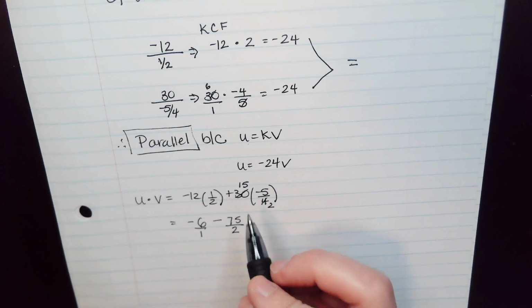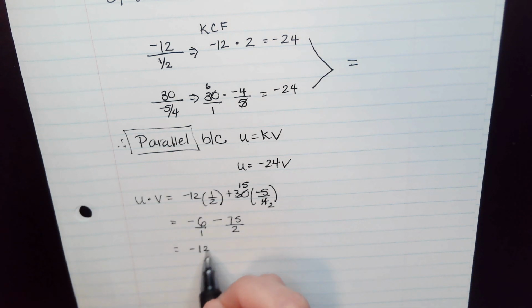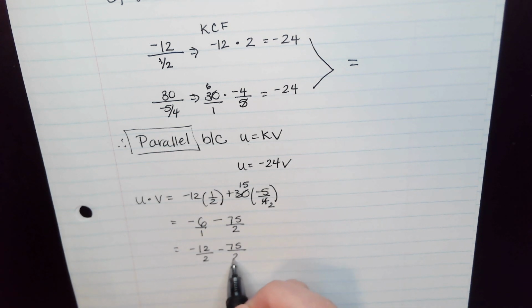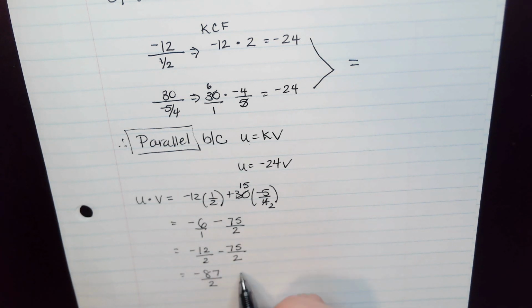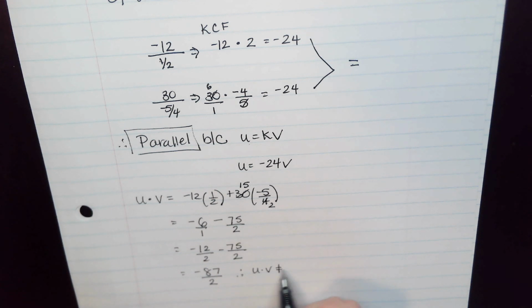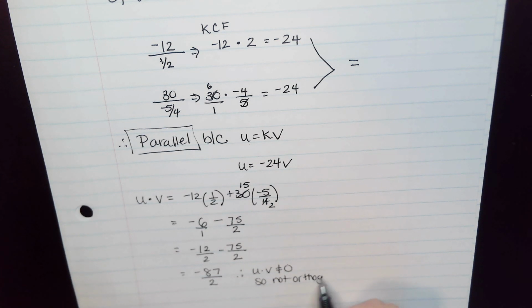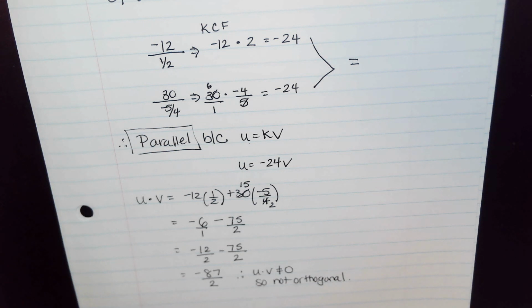Add those together, you could get a common denominator by multiplying this one by 2/2. Which means we'd have negative 12/2, which would give us negative 87/2, or negative 43.5. So that is not equal, the dot product's not equal to 0, so they are not orthogonal. So again, always just checking to make sure you've covered all your bases. All right, let's look at a little bit different setup here.